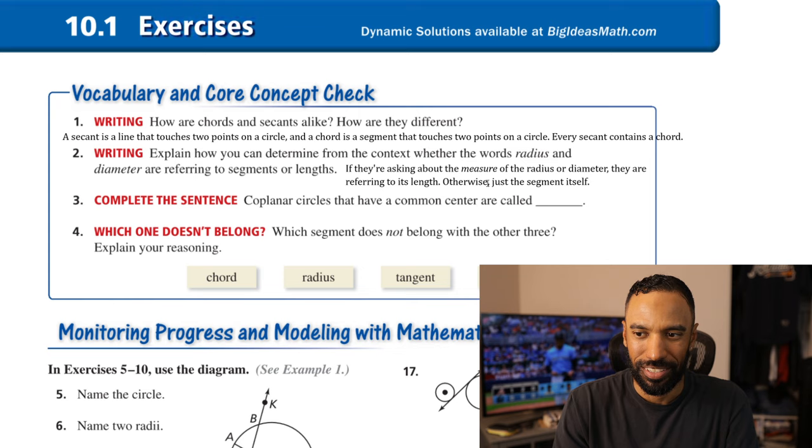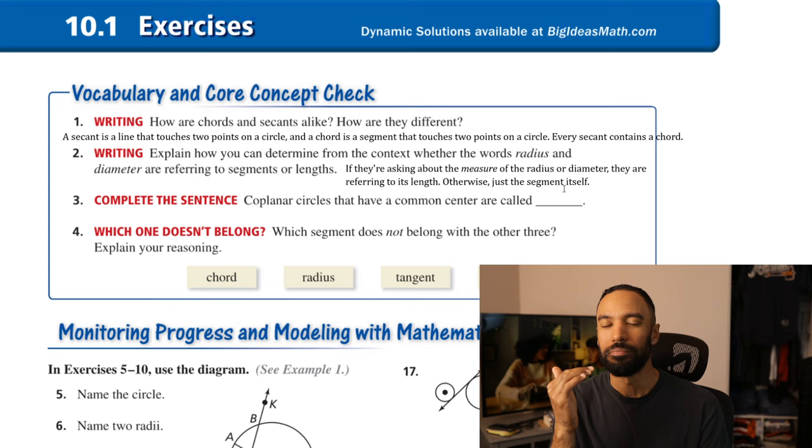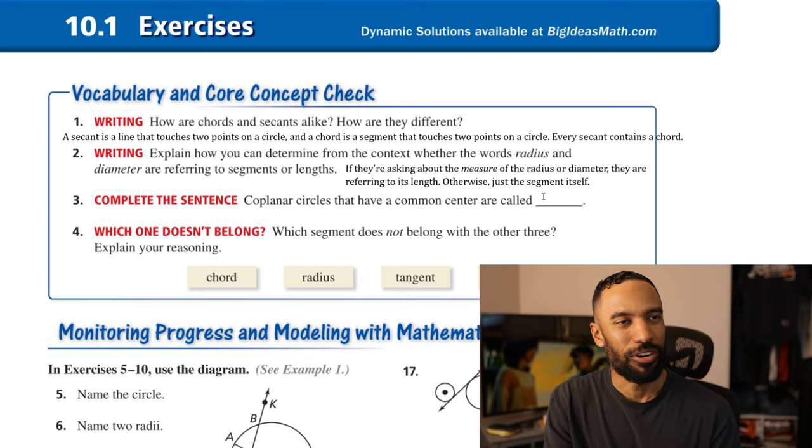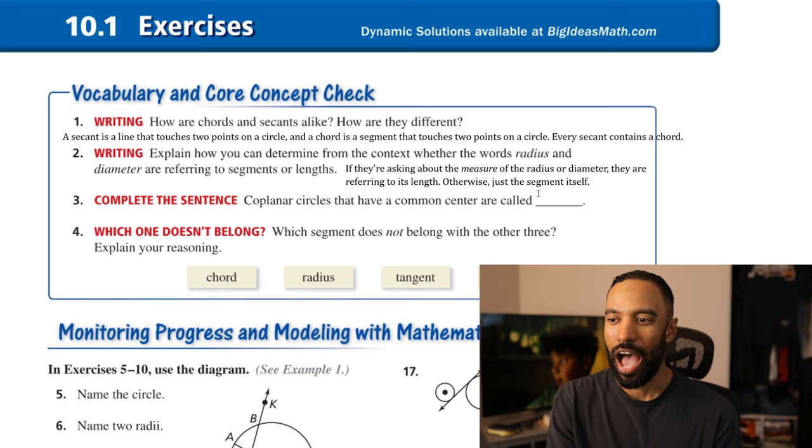Oh, my goodness. I'm so sorry. I thought they said coplanar circles. I don't know what I thought it asked. Coplanar circles that have a common center are called concentric. Okay, I was reading it wrong.